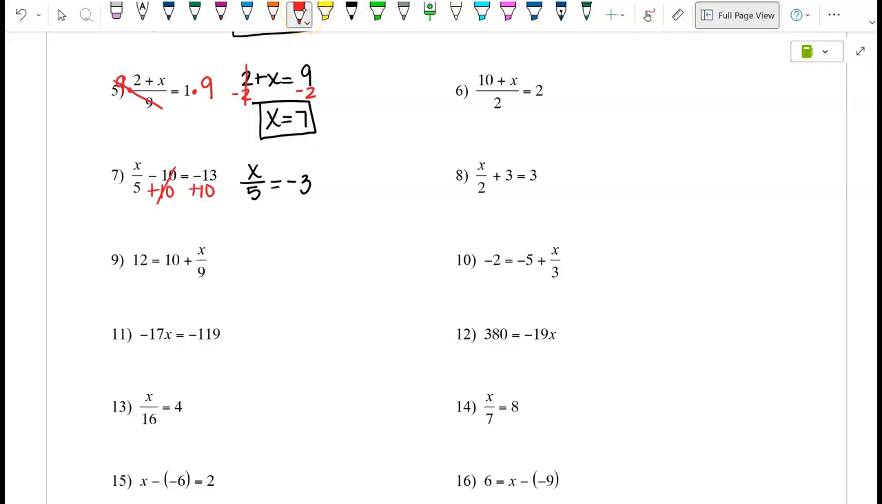So Jenny, what should I do next here? Multiply both sides by 5. So we end up with x equals negative 15. So again, be cautious when you're adding positives and negatives. I'm seeing a lot of silly mistakes there because we're just going too fast.